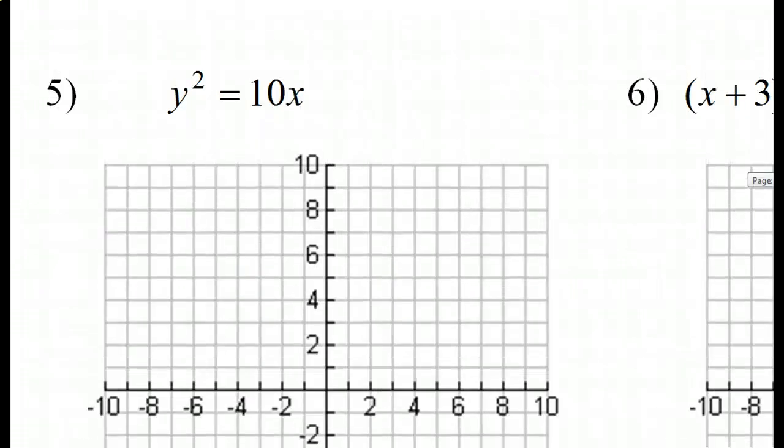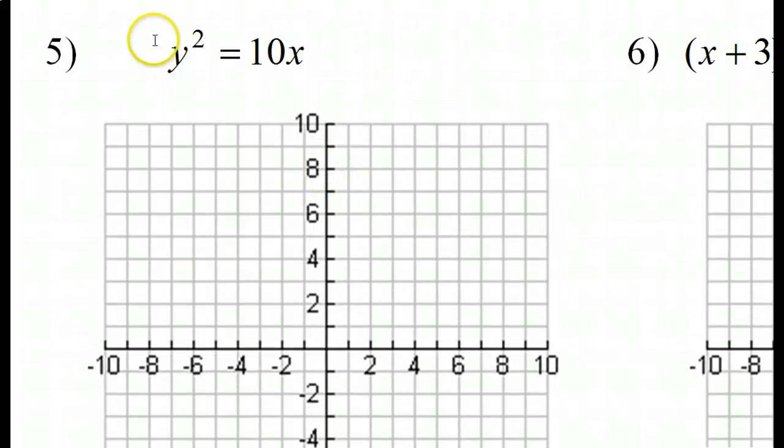All right, number 5. This one looks a little short, but we'll worry about that later. First of all, is this up, down, left, or right? Hopefully you see that this one is to the right. Okay, the y is squared. That's the opposite of what we're used to. So that means it's one of the ones that's sideways. And since it's positive, it will be to the right.